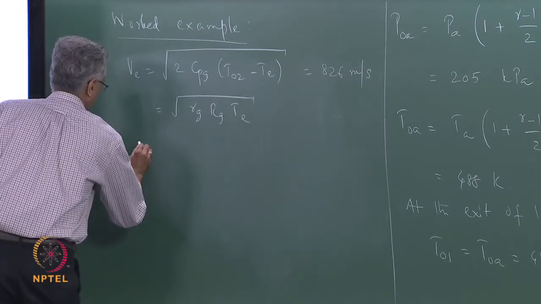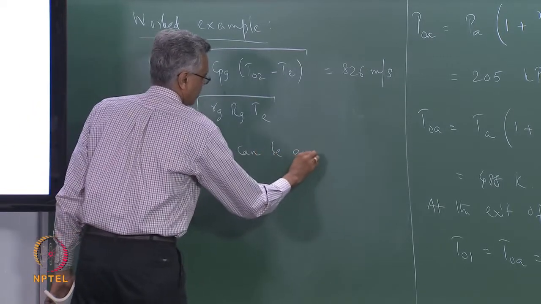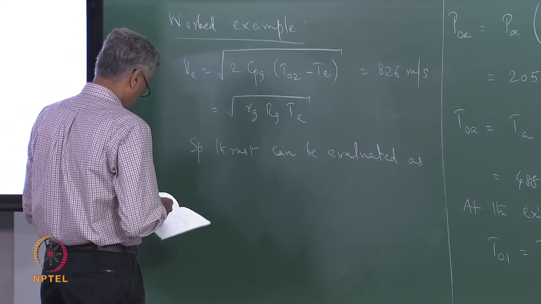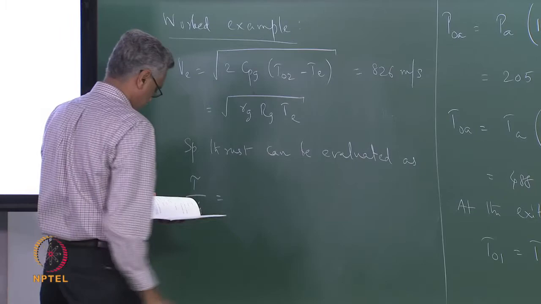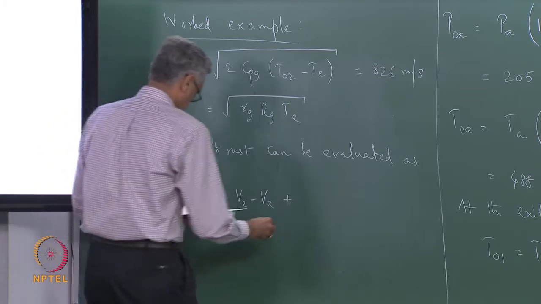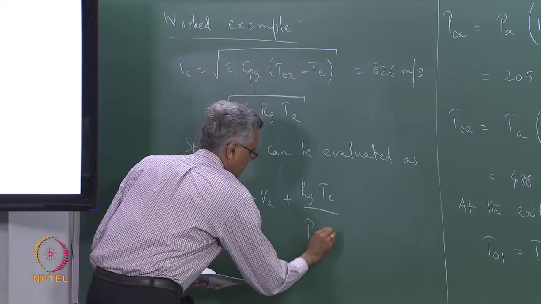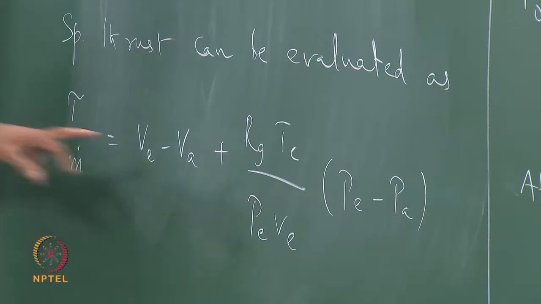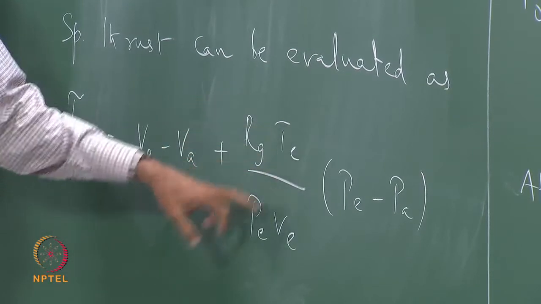So the specific thrust can be evaluated. T over m dot is equal to V_e minus V_a plus gamma_g times T_e divided by (P_e times V_e) times (P_e minus P_a). If you remember, this term corresponds to A_e divided by m dot.